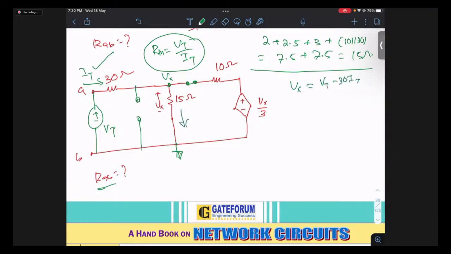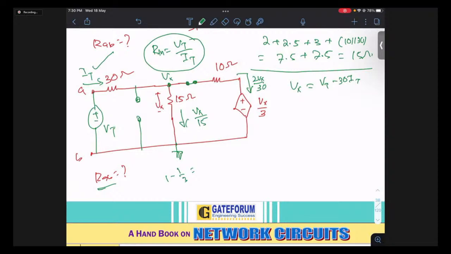So this current is Vx by 15. And this node voltage is Vx minus Vx by 3. 1 minus 1 by 3 is basically 2 by 3, so that is 2Vx by 3. So 2Vx by 3 is this voltage, and you need the current, right? So divide by 10. So 2Vx by 3 by 10 is 2Vx by 30.